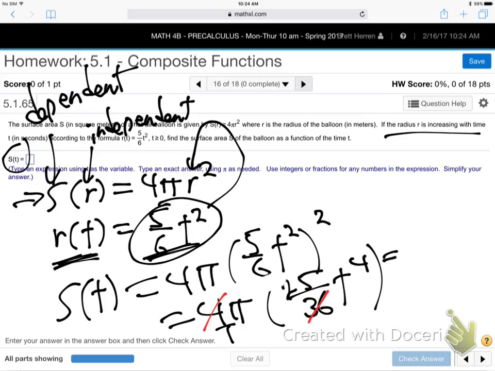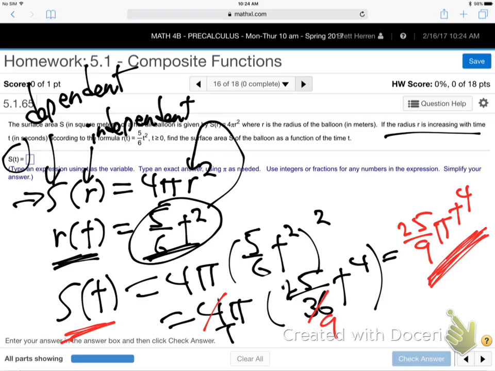4 goes into 36 9 times, huh? So we get 25/9 pi t to the fourth. And there it is. We found S as a function of t only. That's the only letter. Pi's not really a letter. It's 3.14, approximately. So we did it. We've got surface area as a function of time. We can plug in any time, and it'll tell us how much surface area is currently there in that balloon, because that balloon's blowing up.